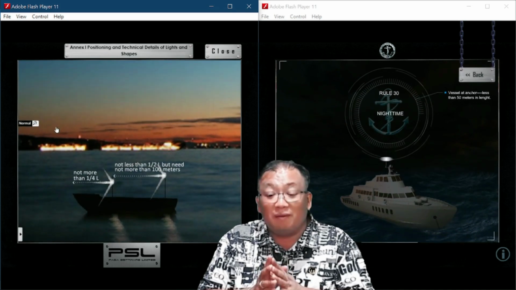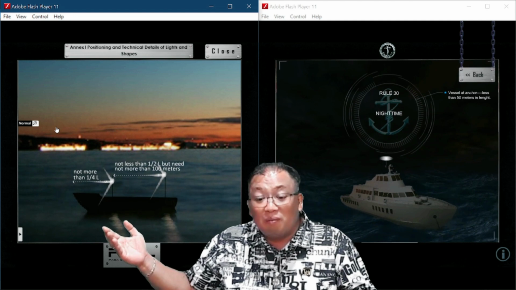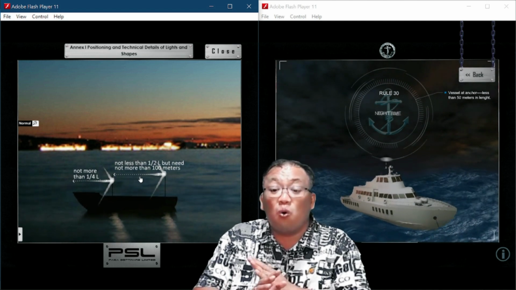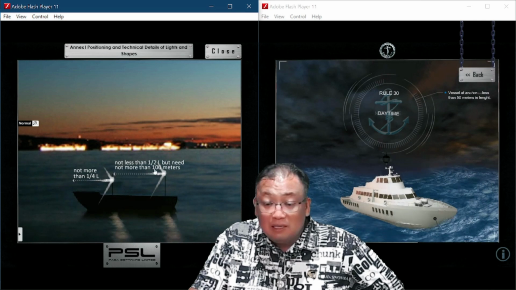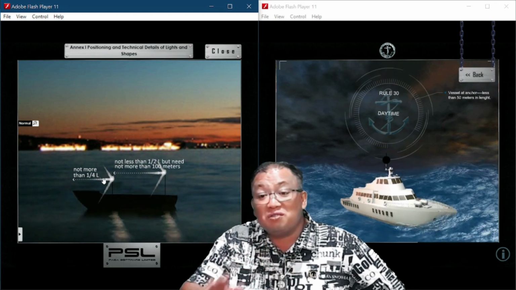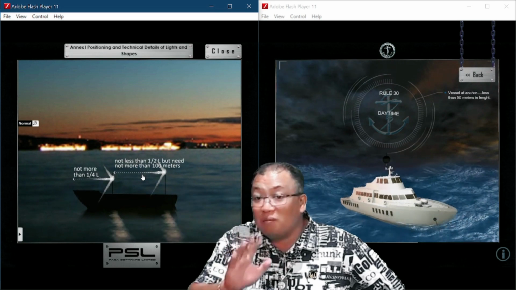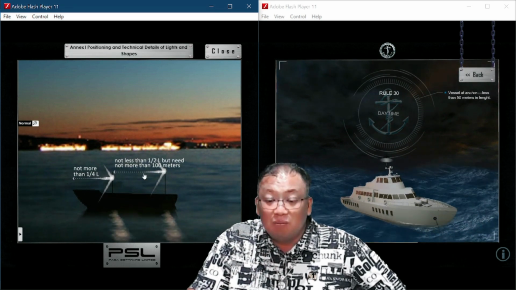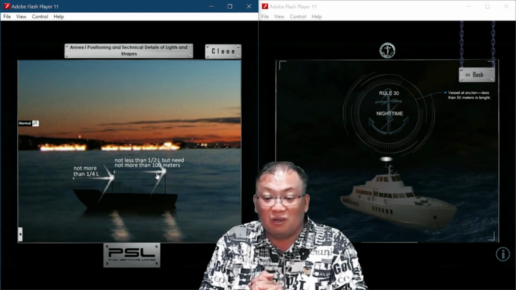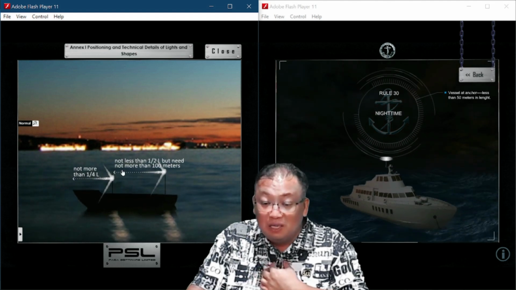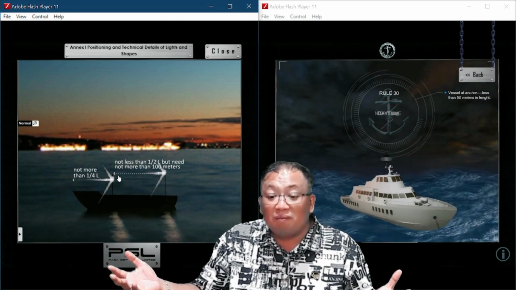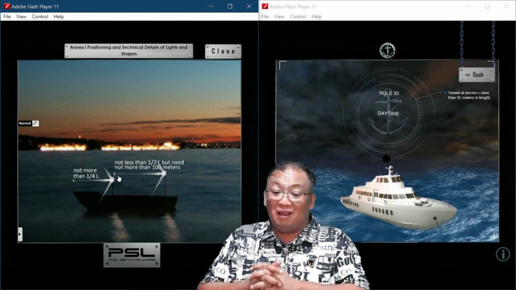Let's define. They're talking about the masthead light. If there's a masthead light here and a masthead light here, we're talking about the horizontal distance from forward to stern, not less than 1/2 of the length. If the length is 100 meters, 1/2 is 50, so the distance should not be less than 50, but need not be more than 100 meters. Let's say the length is 150 meters. For discussion, 1/2 is 75, so this horizontal distance should not be less than 75. But there's a maximum: not more than 100 meters.